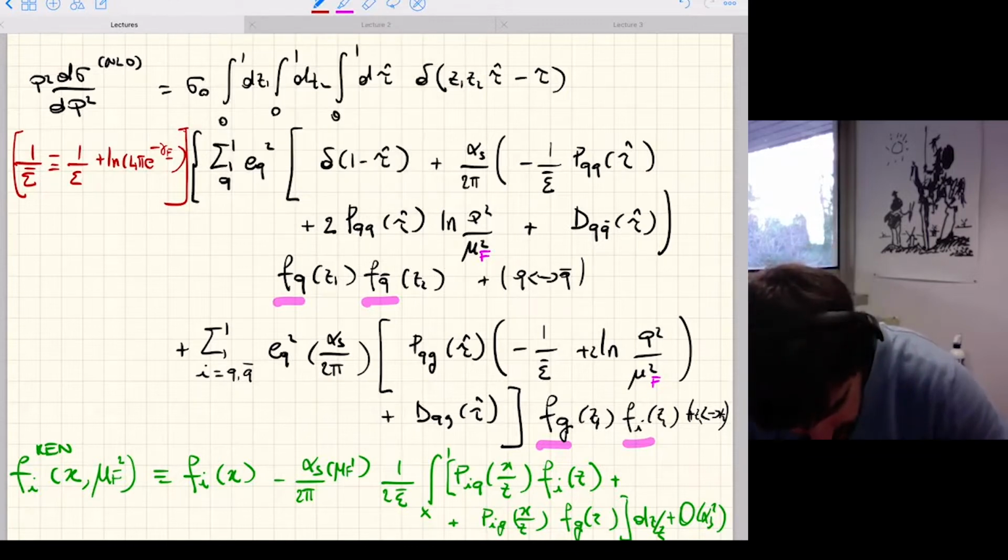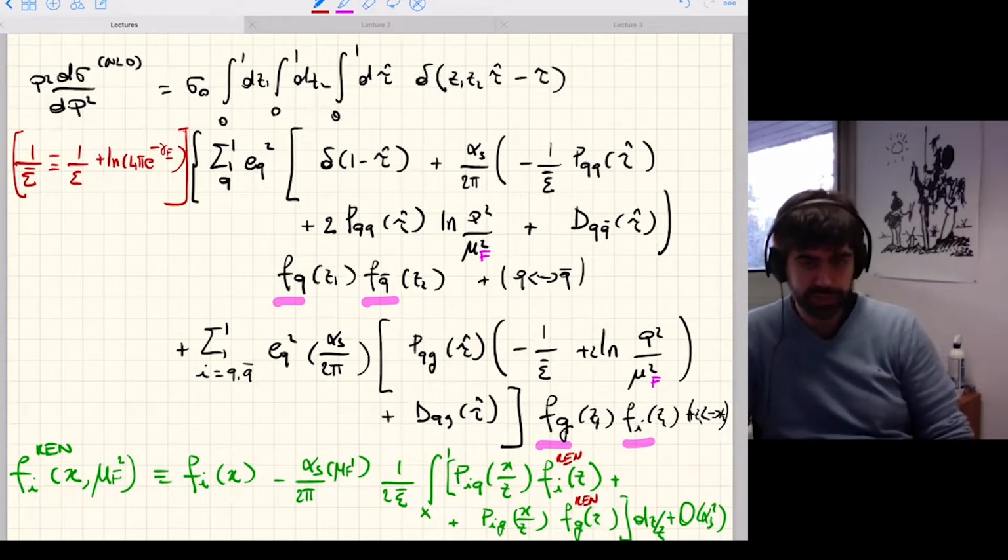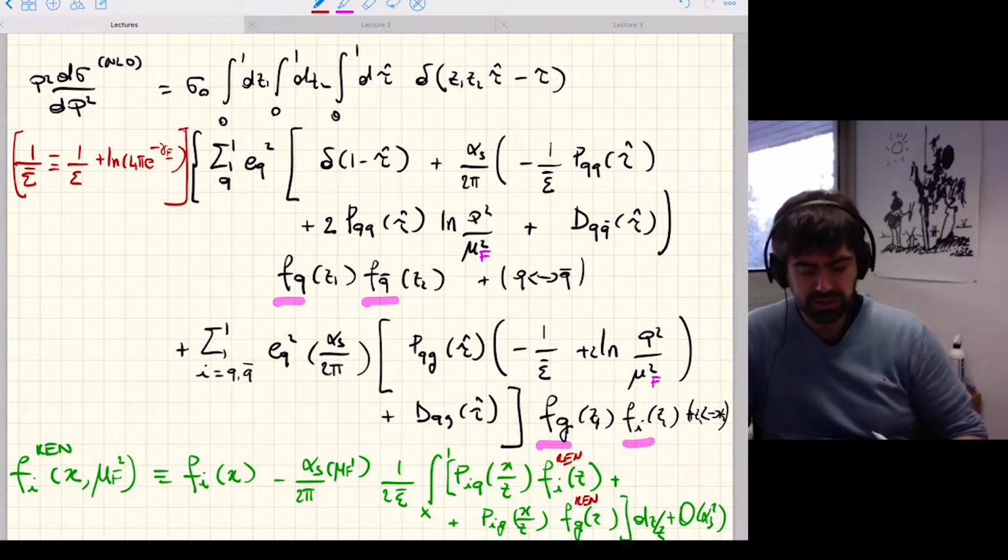So here I can really write already the renormalized PDF, because the difference between the renormalized and the non-renormalized is of order alpha s. And because I already have an order alpha s in front of the integral, at this order it doesn't matter whether I write the renormalized one there. Okay.